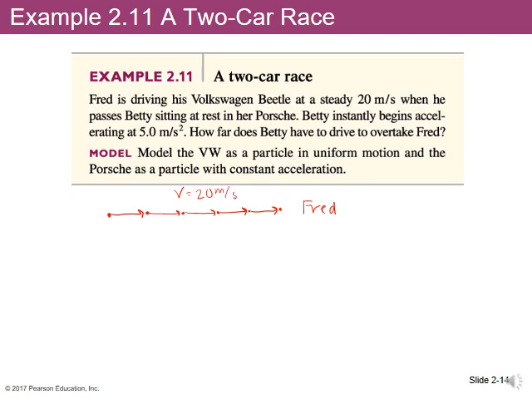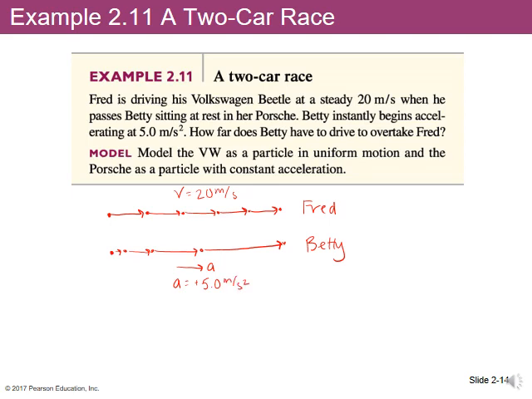Now Betty comes along and she's at rest. But as soon as she sees Fred, she decides to start taking off after him. So she starts out very slowly, but she speeds up. And at some point, she catches Fred. We know that she's accelerating this way. She has a positive acceleration of 5 meters per second squared.